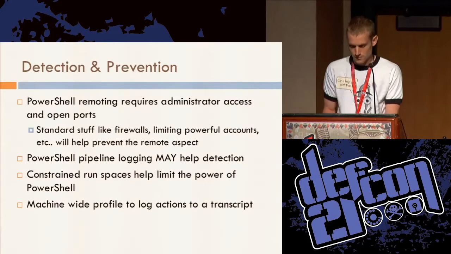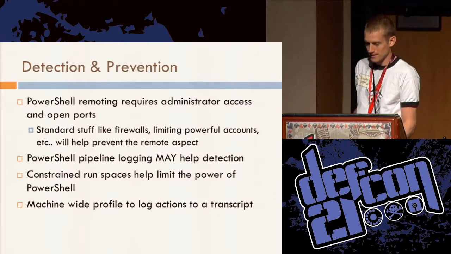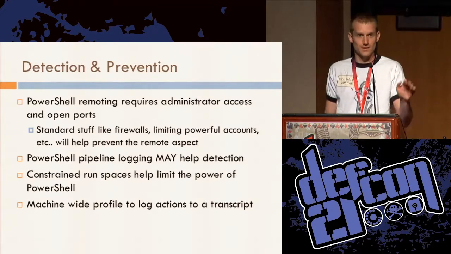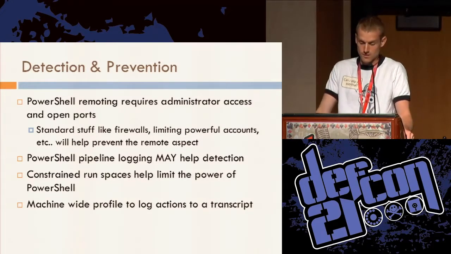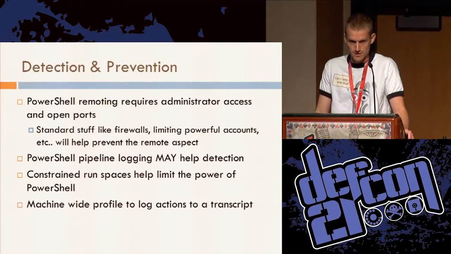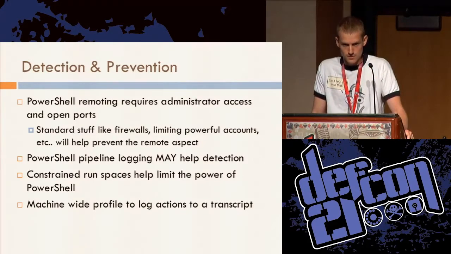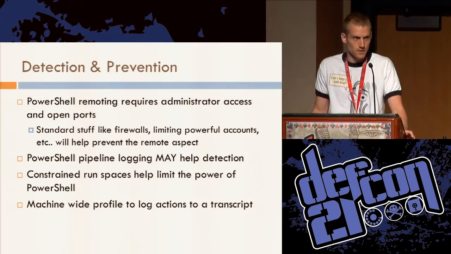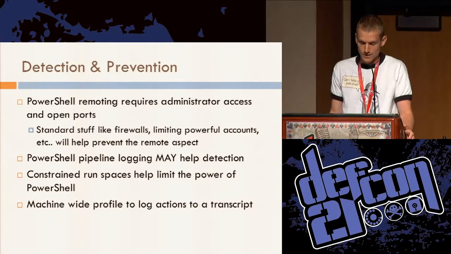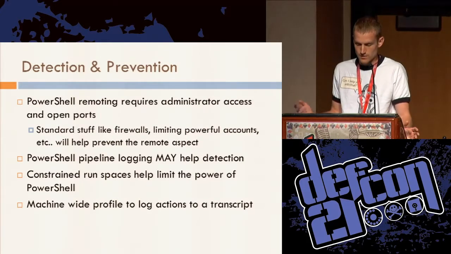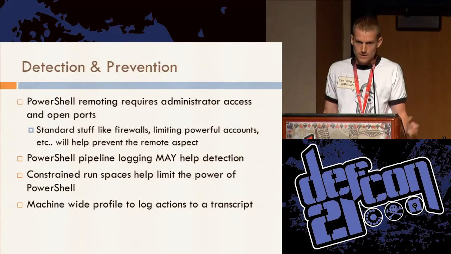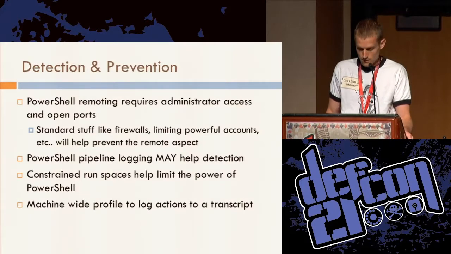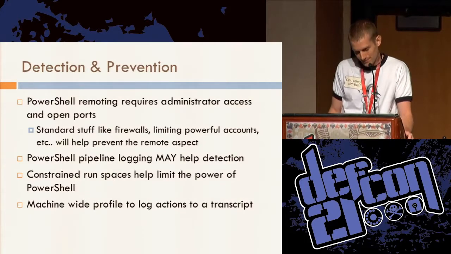Okay, so the obligatory detection and prevention slide. There's not a whole lot to say here. PowerShell remoting requires administrator access and it requires open ports. So if you don't want someone to do this, then don't let them have admin access on really sensitive servers of yours, and don't let them have network connectivity to really sensitive servers of yours. Standard stuff like firewalls, limiting powerful accounts, right? Lock down your accounts, make sure that I can't just remote PowerShell into every server from any server. And it helps defend against this. Of course, nobody does that, or maybe some people do that.